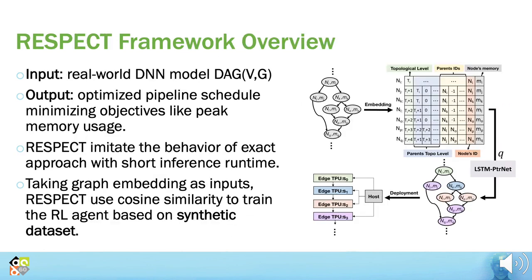This slide is the overview of the RESPECT framework. The input should be a real-world DNN model, and the output is the optimized pipeline schedule, minimizing the objectives like the peak memory usage. The key strength of RESPECT lies in its ability to mimic the behavior of the exact approach to deliver near-optimal results, while maintaining a short inference runtime. Taking graph embedding as the input, RESPECT uses cosine similarity to train the RL agent based on a synthetic dataset.